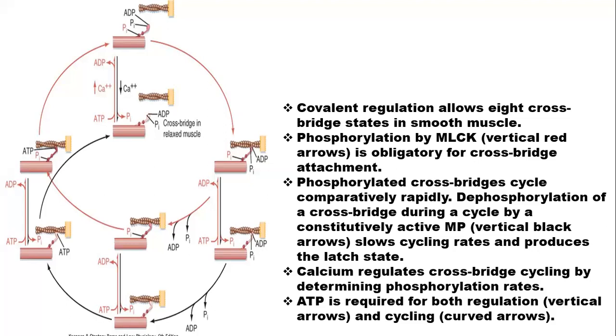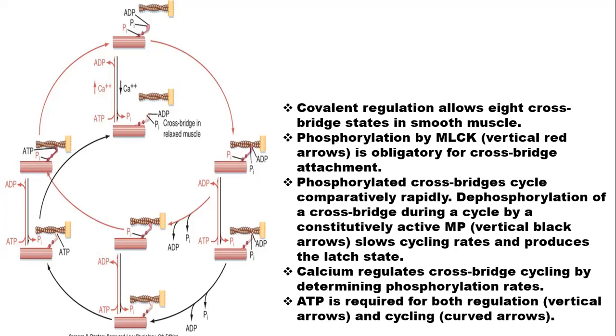Now, in this picture, you can see covalent regulation allows 8 cross-bridge states in smooth muscle. Phosphorylation by myosin light chain kinase, the vertical red arrows, is obligatory for cross-bridge attachment. Phosphorylated cross-bridges cycle comparatively rapidly. Dephosphorylation of a cross-bridge during a cycle by a constitutively active myosin phosphatase, the vertical black arrows, gives slow cycling rates and produces the latch state.